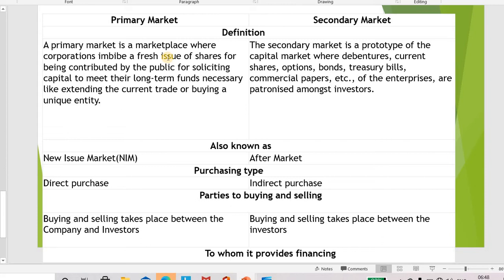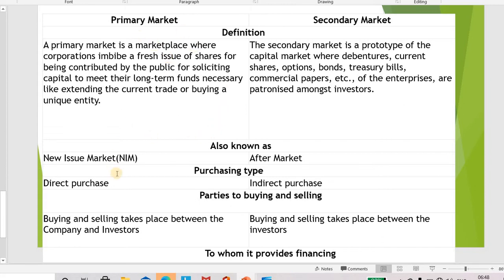Then the secondary market is a prototype of the capital market where debentures, current shares, options, bonds, treasury bills, commercial papers, etc. are patronized amongst the investors. Means second-hand sale, that is the secondary market. Debentures, shares, options, bonds, treasury bills, these are sold among the investors. That one is the secondary market.